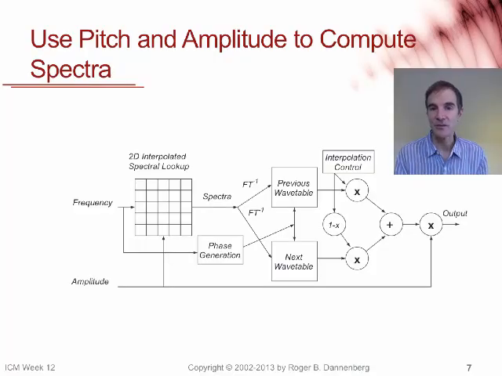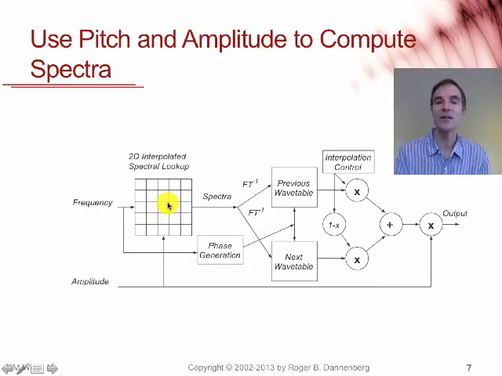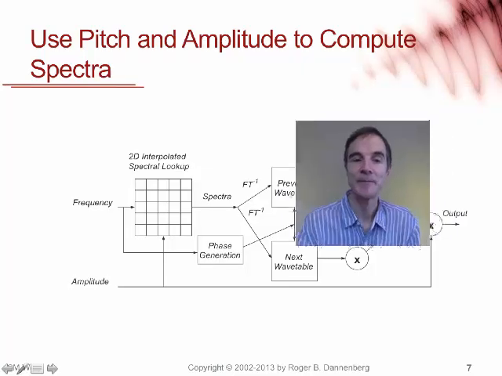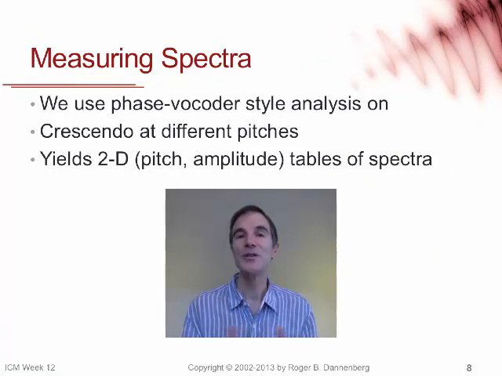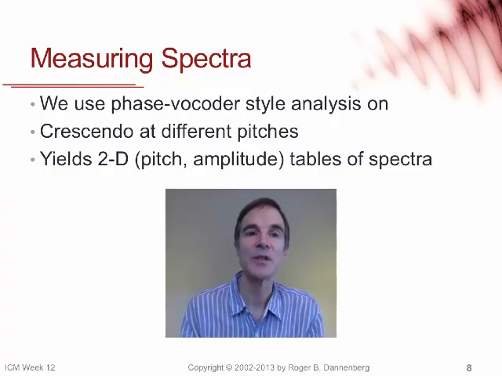As the instrument changes frequency, the spectrum changes. And we typically interpolate among tables within this grid to form the next or the target spectrum. And then we compute a wavetable from that, store it into one of these two wavetables, and interpolate between them with this interpolation control here.